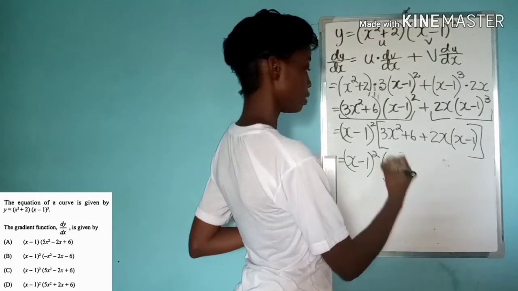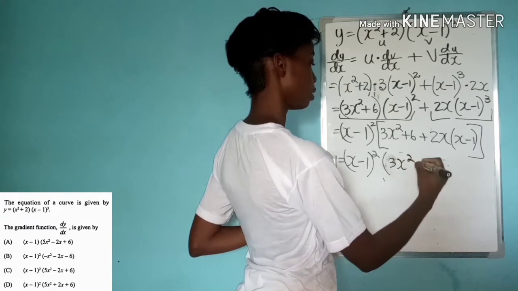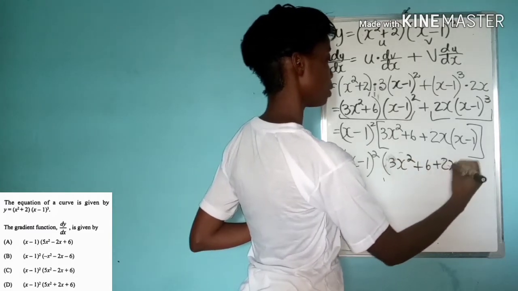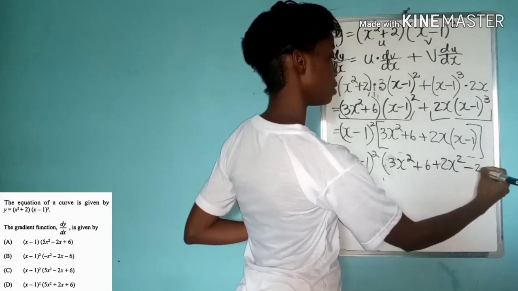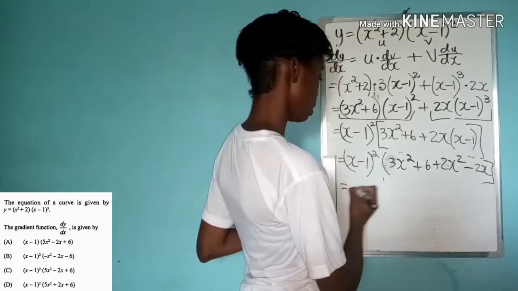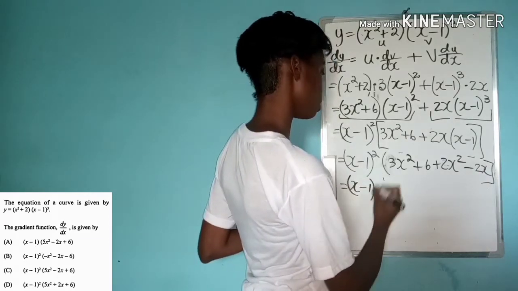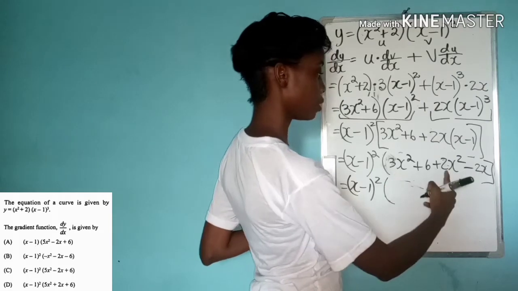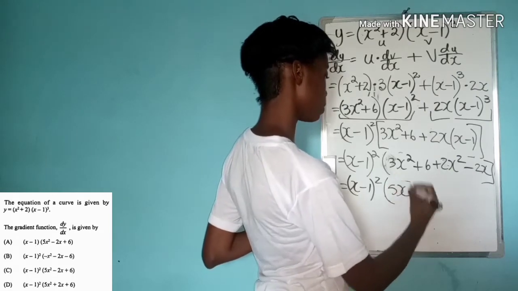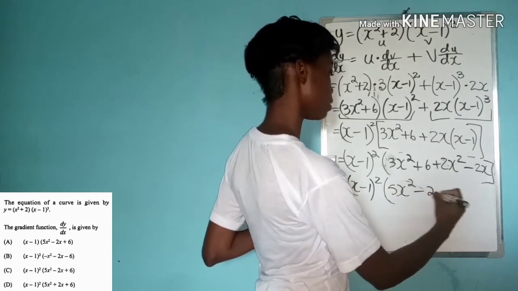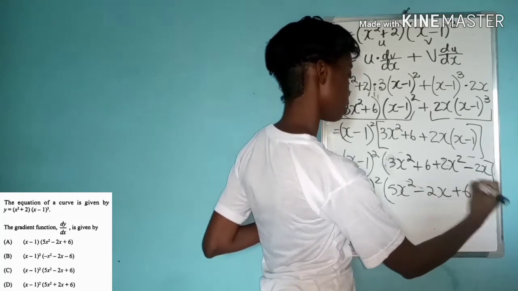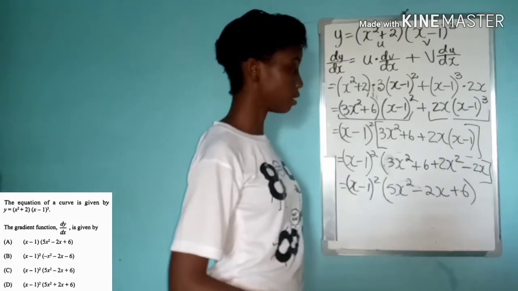And so we now have on this side 3x squared plus 6 plus 2x squared minus 2x. That is equal to (x minus 1) all squared times 3x squared plus 2x squared gives us 5x squared. We still have minus 2x plus 6, and that is our final answer.